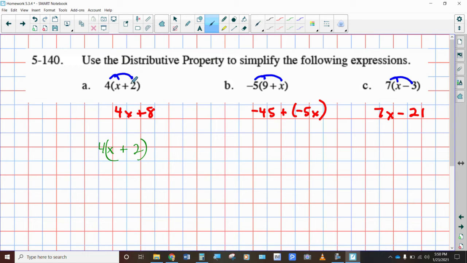So you send in the divebombers: 4 times x is 4x, and 4 times 2 is 8. Here, negative 5 times 9 is negative 45, and negative 5 times x is negative 5x. And then here, 7 times x is 7x, and 7 times negative 3 is negative 21.